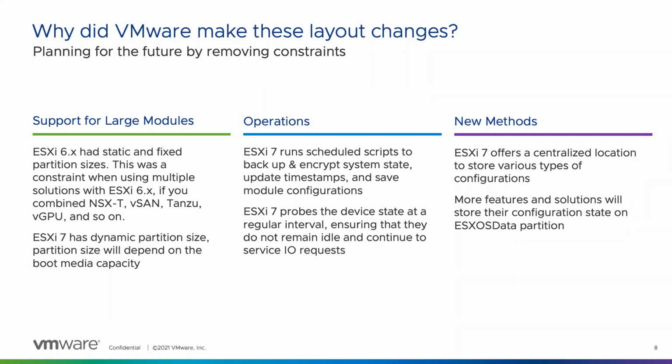These configurations can be related to the system, network, storage, as well as third-party configurations that are coming from third-party solutions and are related to the ESXi host. So when you log in to ESXi 7 Update 1, you will see a new construct that has been introduced, and that construct is the config store. This config store is stored under the ESXOS data partition, and it acts as the centralized location for all types of configuration related to the respective ESXi host. This is work in progress.